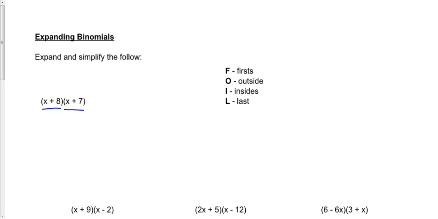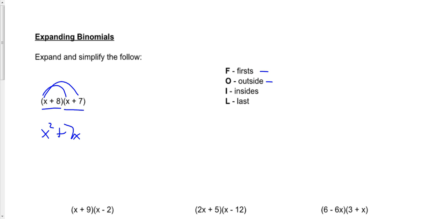So we're going to multiply the first terms together first. I'm going to do x times x, and that's going to give me x squared. Then I'm going to multiply the outside terms, so the first term in the first binomial times the last term in the second binomial. So I'm going to multiply x times positive 7. That's going to give me positive 7x.